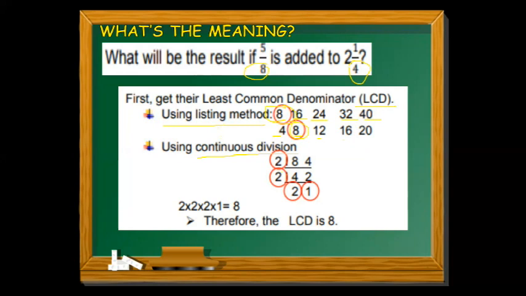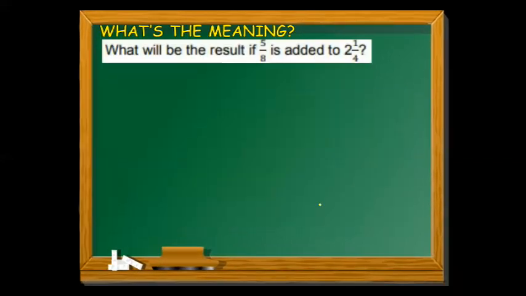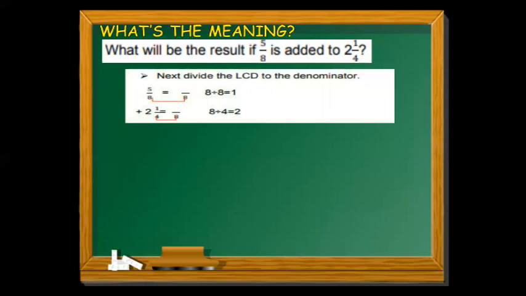That's for the listing method. For continuous division naman, we will find the factors. So 2, 8 divided by 2 is 4, 4 divided by 2 is 2, and then find another number 2, 4 divided by 2 is 2, 2 divided by 2 is 1, and then multiply all the numbers on the right side and yung excess sa baba. So 2 times 2 times 2 times 1 equals 8. So parehas lang siya. It's either or kung ano yung gagamitin na method as long as makuha natin yung right LCD. Okay? So the LCD is 8. Yan yung gagamitin nating denominator ngayon.